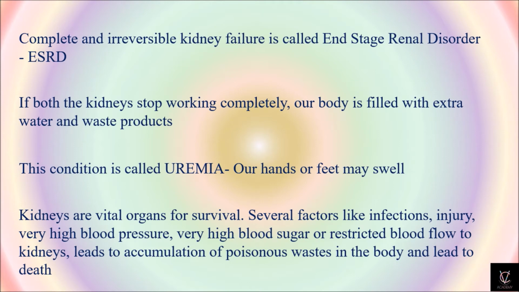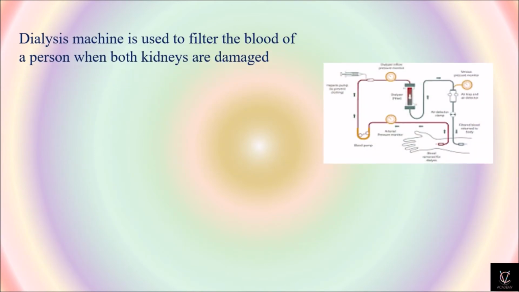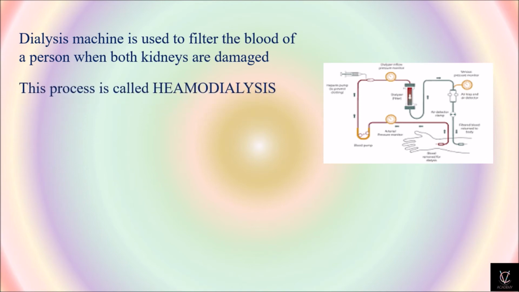So if kidneys stop functioning, the above two mentioned conditions may happen, and if both the kidneys fail, there is an alternative called dialysis, and dialysis is done through a machine. A dialysis machine is used to filter the blood of a person when both kidneys are damaged, as I mentioned earlier. This process is called hemodialysis.